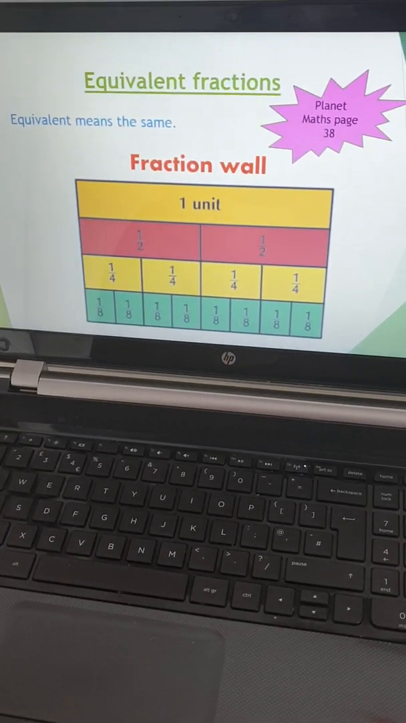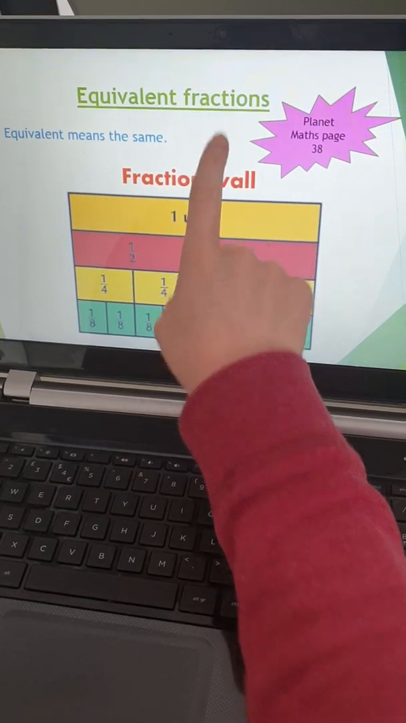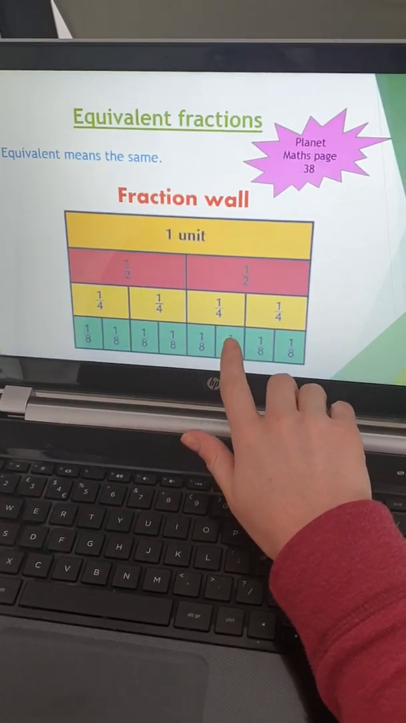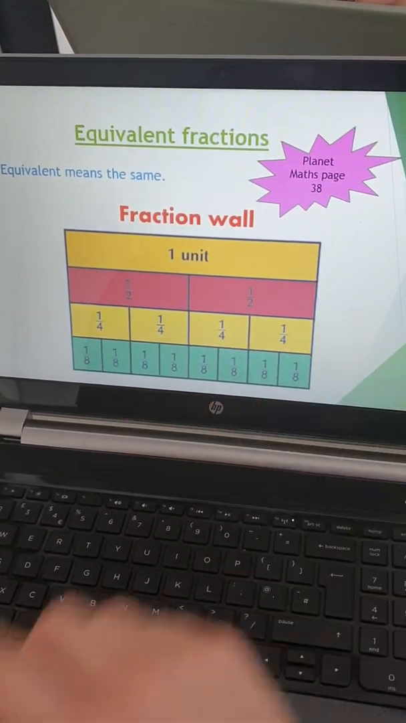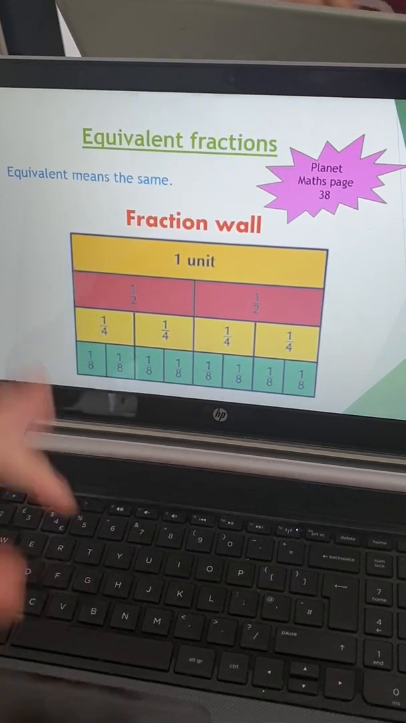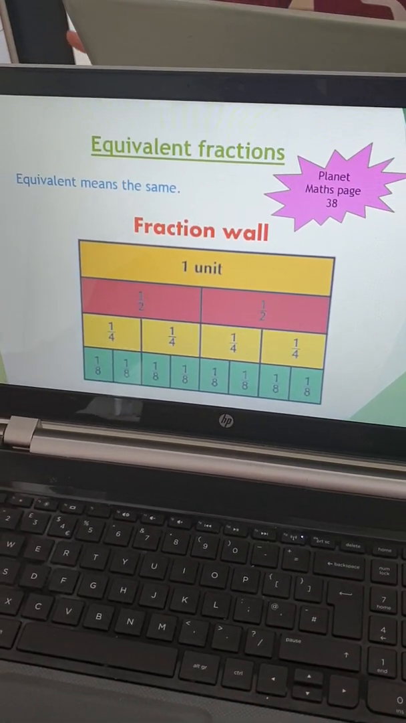Okay, guys, so we're now going to revise our equivalent fractions, okay? And we're going to do that using our fraction wall. Now, if you don't want to look at it on the screen here, you can go to Planet Maths page 38 and that's where you will find it, okay? So remember, equivalent means the same. So it means the exact same thing.